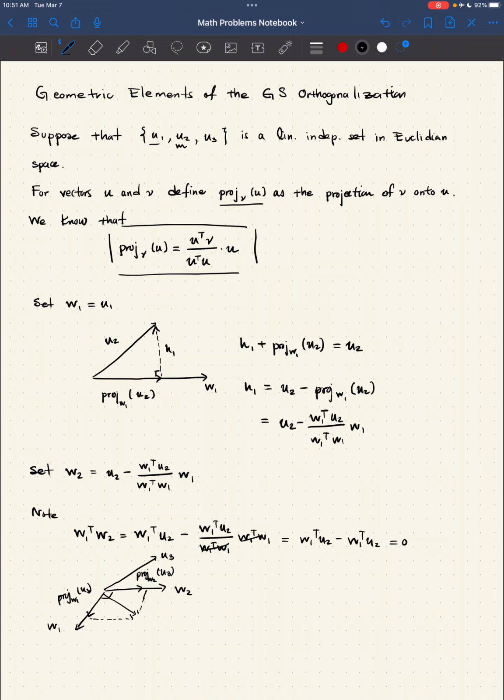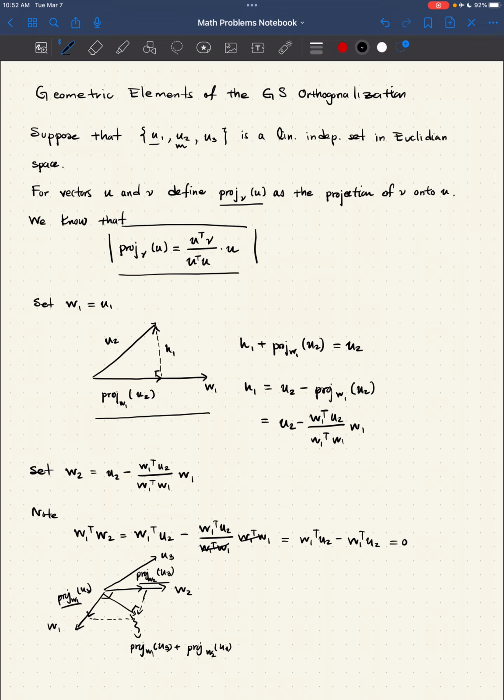Following the parallelogram law, this would be the sum of these two, right? This one that I'm writing here is nothing else but the projection of U3 onto W1 plus the projection of U3 onto W2. Now, this turns into a picture that resembles the one that we have right here. And this has to be at a 90-degree angle because we're projecting onto a plane.